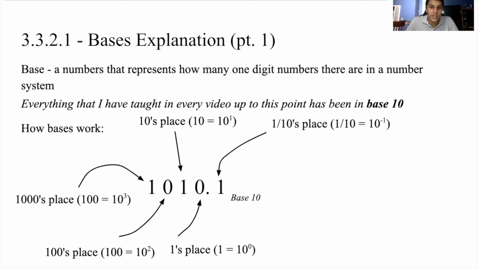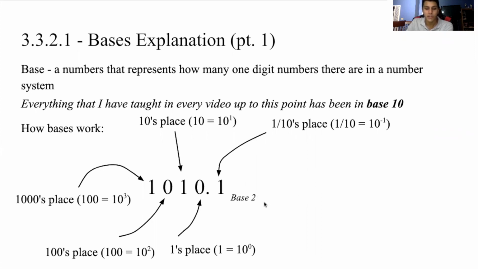The 100th place would be the 100th place because 100 is 10 to the power of 2, and so on. And even the 1/10th place is the 10th place because it's 10 to the power of negative 1. Now, this is what changes from different base to base. Since we're in base 10, everything is powers of 10.